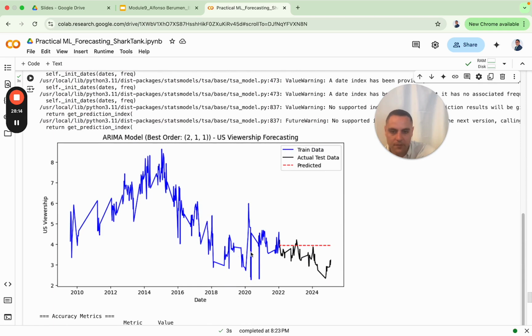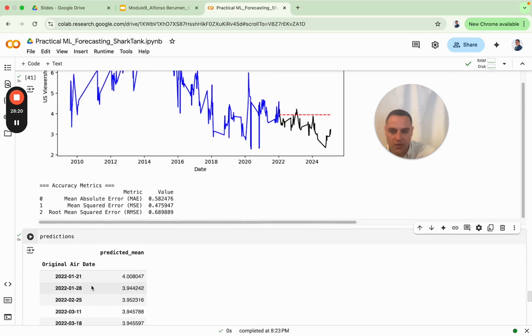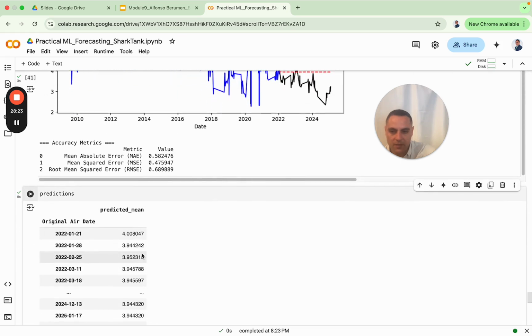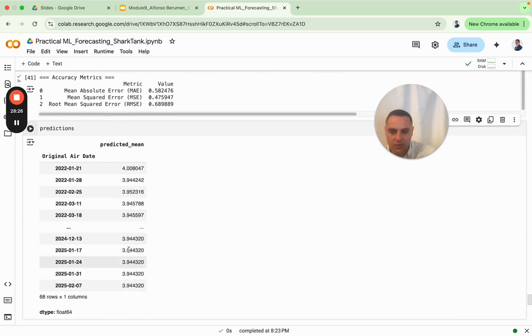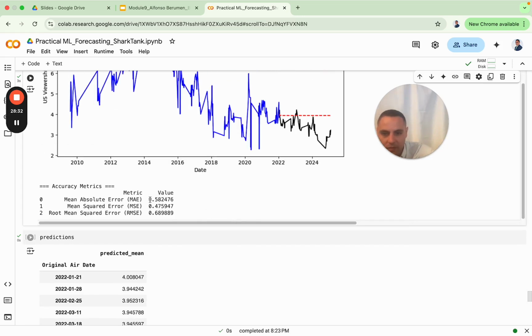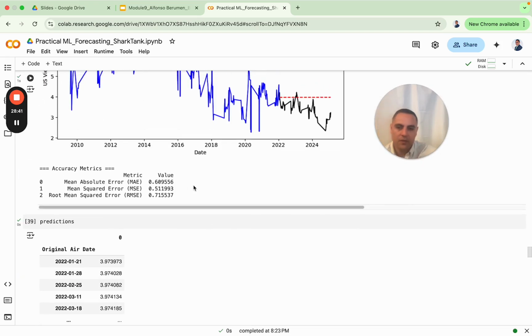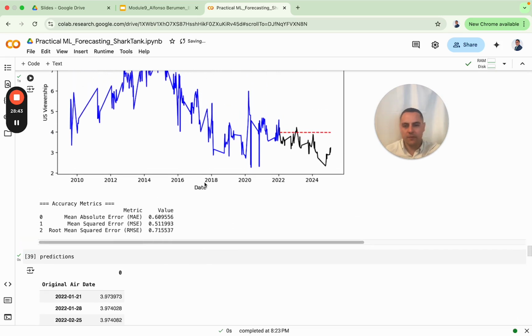We can see our data again, and then the predicted values, and our predictions are slightly different. You can see how ARIMA's forecasts are slightly different. And again, the mean absolute error, if I focus on that, is 0.58 for the ARIMA and 0.6 for the exponential smoothing. So if I had to choose between these two, I would choose the ARIMA because it results in a lower average absolute error.